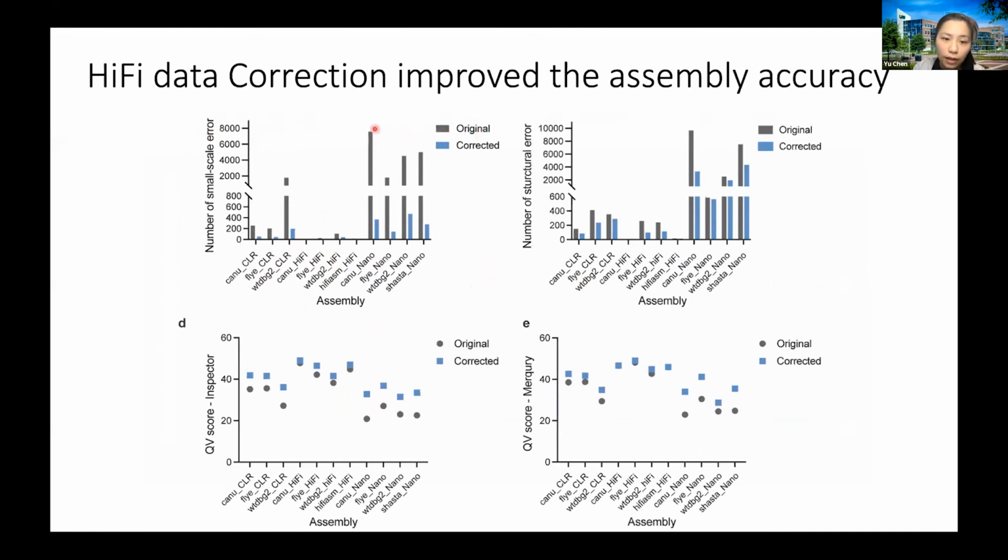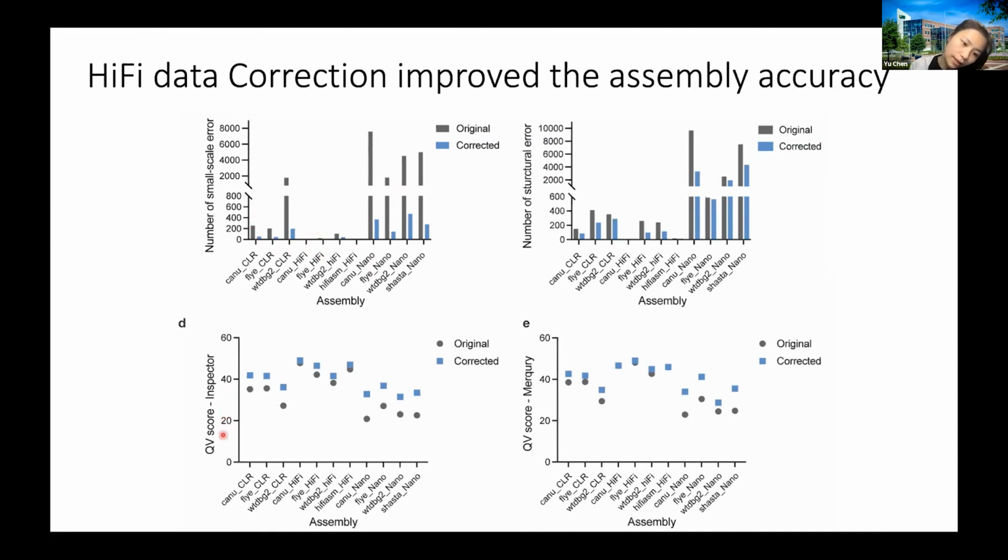And we observed a very large decrease in the total number of errors in both small and larger errors, especially for the smaller ones. So in the nanopore assemblies, we are able to correct about 90% of the total base errors. And for the CLR assembly, we corrected about 80%. And for the HiFi, it's only 30 to 40%, as this one is already very accurate even before the correction. So there aren't too many errors to be corrected.